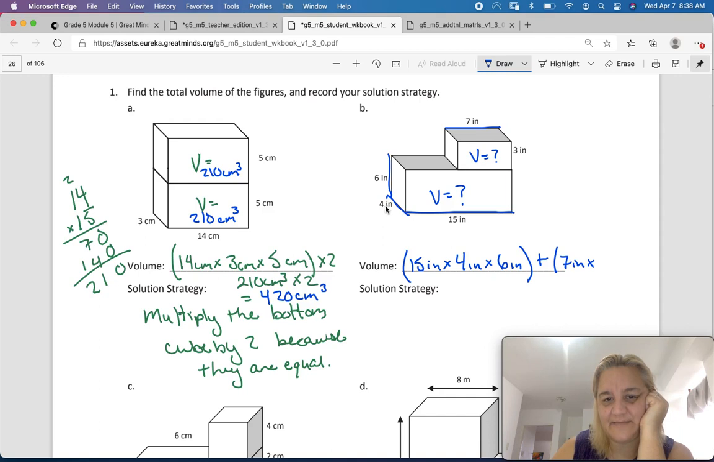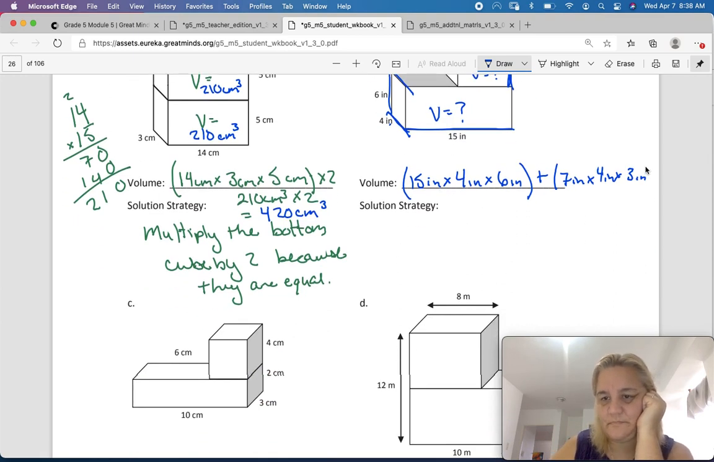Width is the same. Do you see these parallel lines? That is the same as that, as the same as that, as the same as that. So that is 4 inches. And then the height of this section here is 3 inches. Okay? So there's our strategy. We are going to find the volume of both prisms and add them.